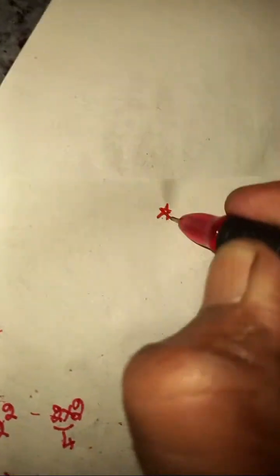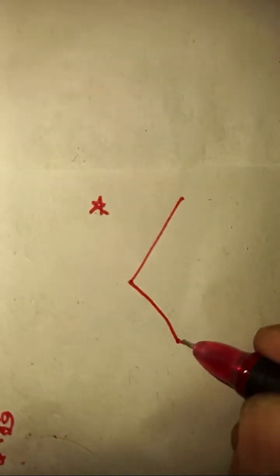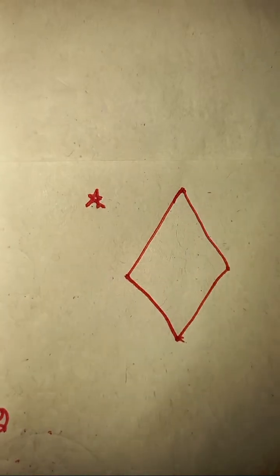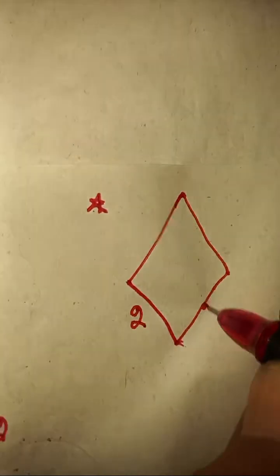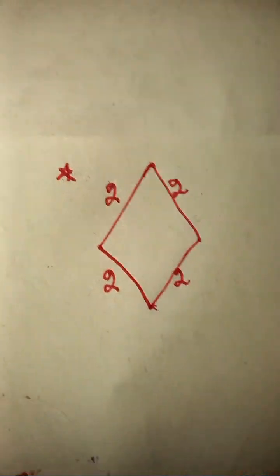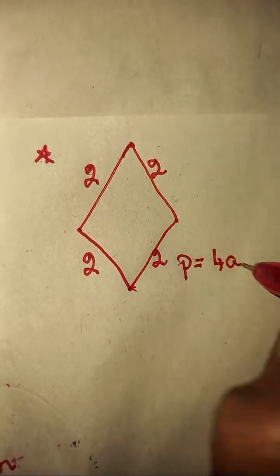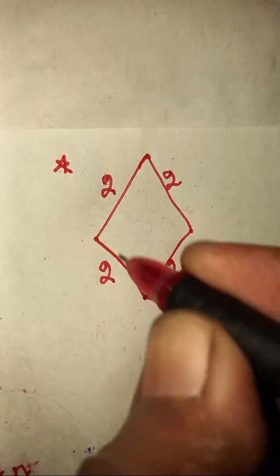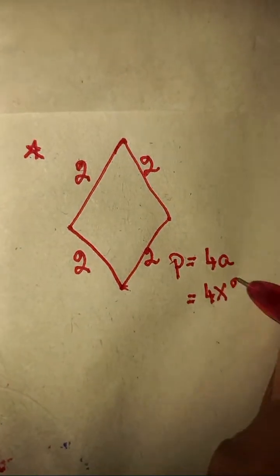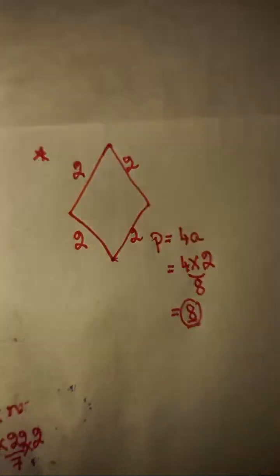Let's continue with the rhombus. In this rhombus they are telling that all sides are equal to 2 units. Here you need to find out the perimeter. Perimeter is easy, 4 times the side length, that is 4 times, this is the side length which is 2 units, 4 times 2 is 8, 8 units is the perimeter.